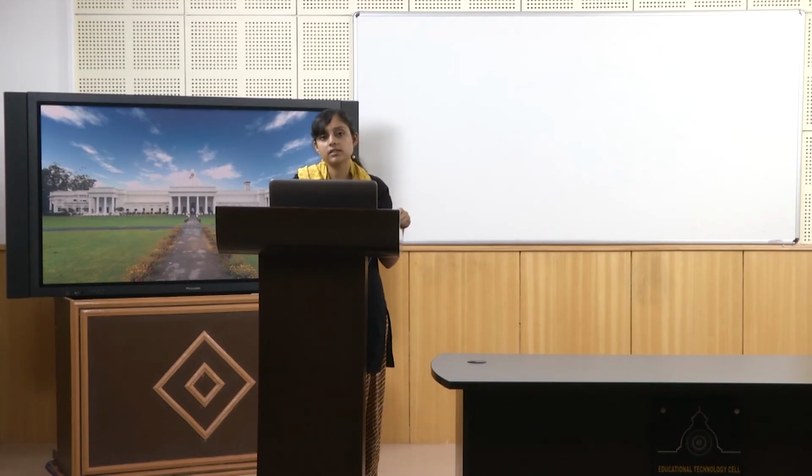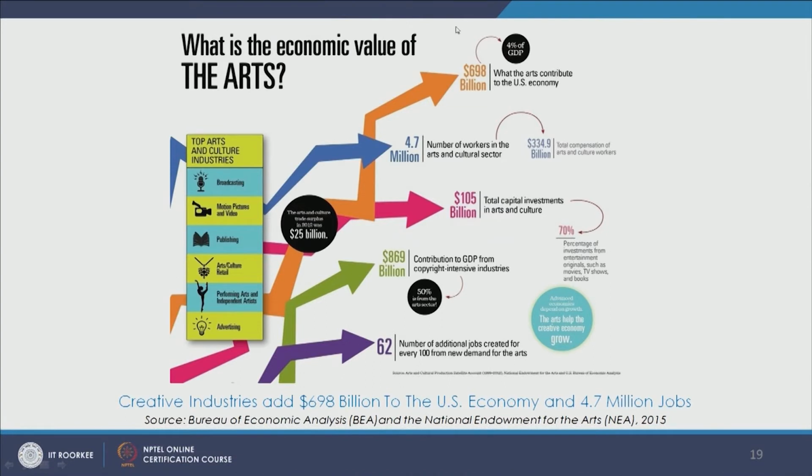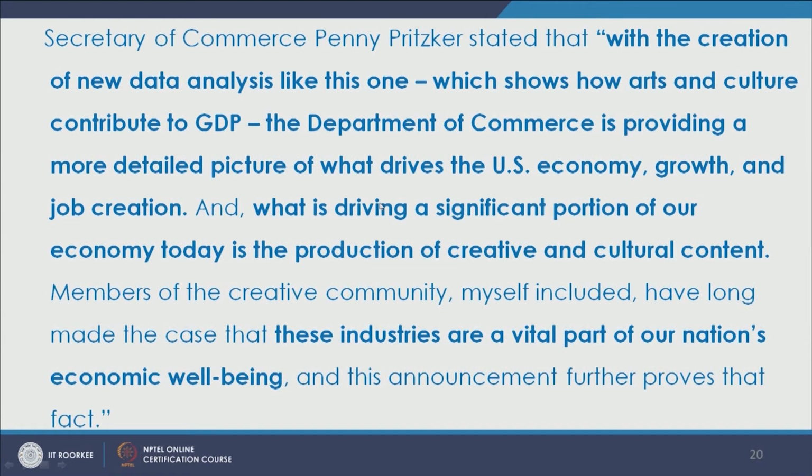We saw some very interesting statistics and how this data analysis helps in bringing forth the importance of all these creative and cultural industries. Very importantly, we tried to understand how in the US 4% of GDP comes from these creative and cultural industries, and how this data analytics is very important, showing that arts and culture contribute to GDP, and that what is driving a significant portion of the economy today in the US is the production of creative and cultural content, and that these industries are a vital part of US economic well-being. And this is the model that we are trying to follow and adapt for our nation, because we also have very rich creative and cultural industries.